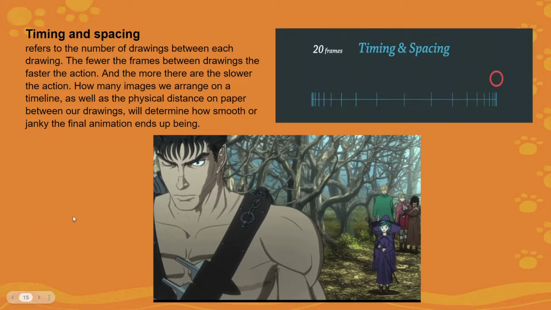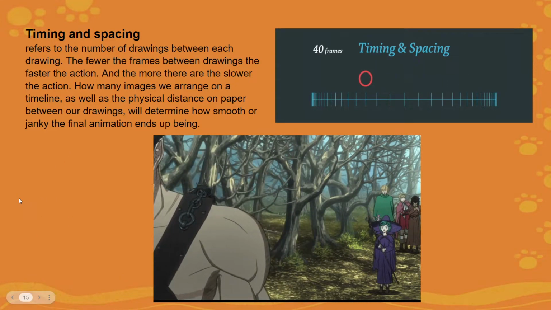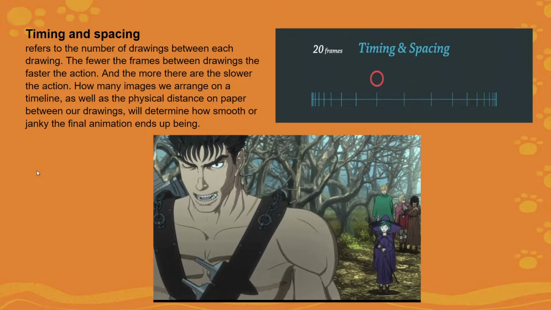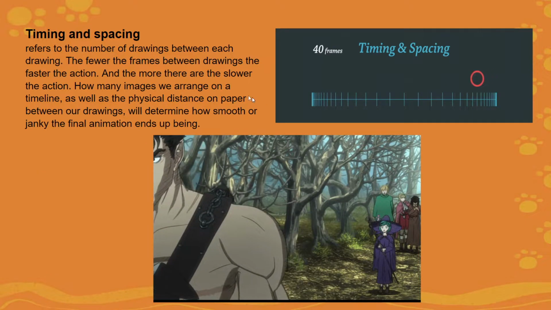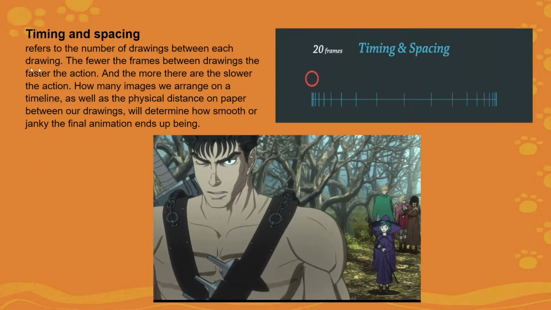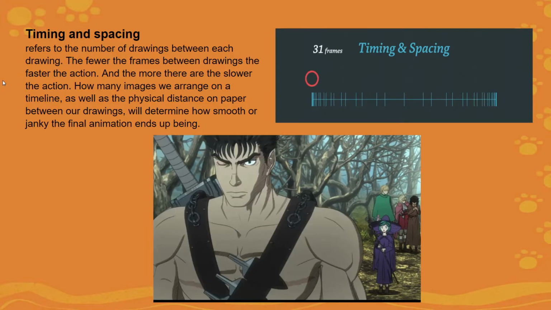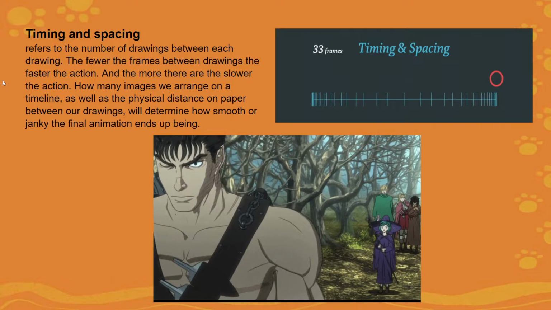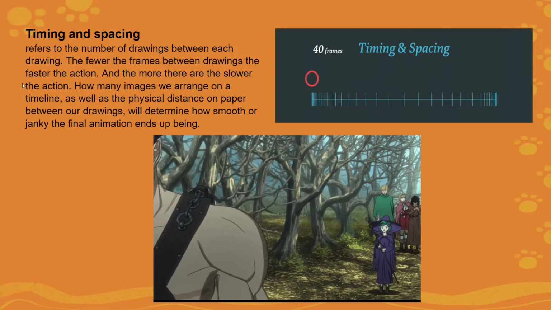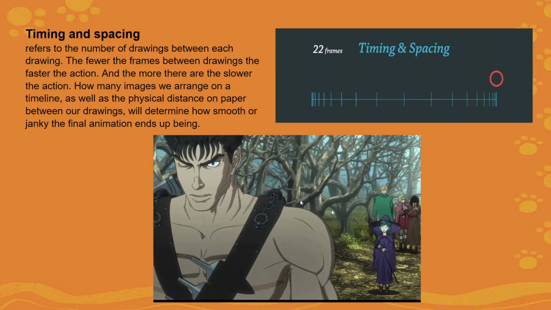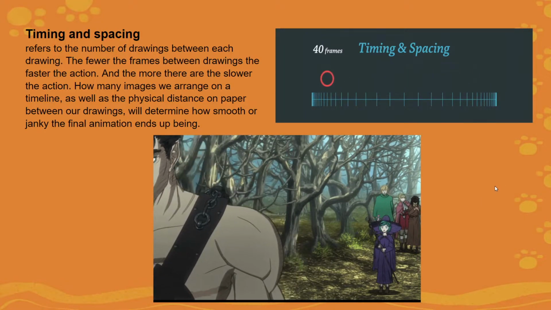Okay, here we go, timing and spacing, and I absolutely love this. This killed me. So timing and spacing refers to the number of drawings between each frame. The fewer frames between drawings, the faster the action will read. The more there are, the slower the action will read. So that answers your question there, Trickster. If you want to create a slow-mo shot, you'll add a ton of drawings in between.